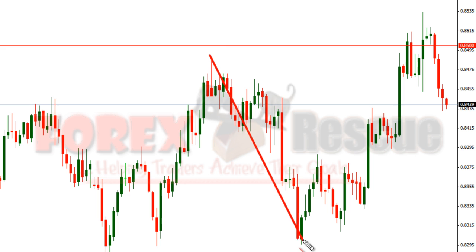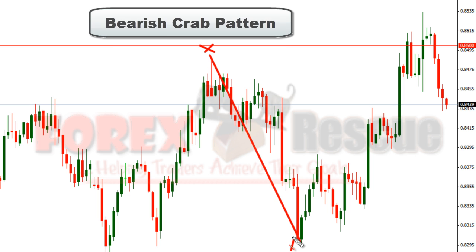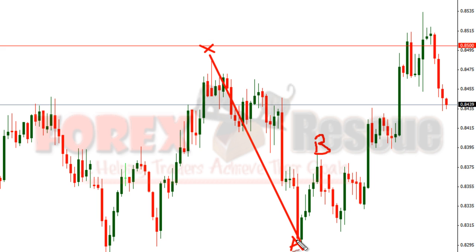Now let me draw it so that you understand it clearly. So this is our XA leg. This is point X, this is point A, this is point B. So you connect A to B. So this is our AB leg. Now connect, this is point C here. So this becomes our BC leg. Now this is our point D.